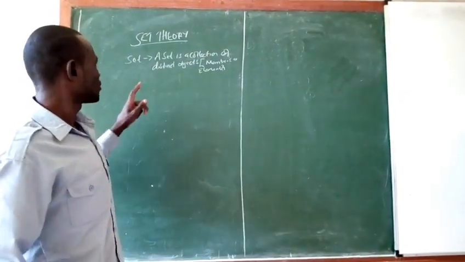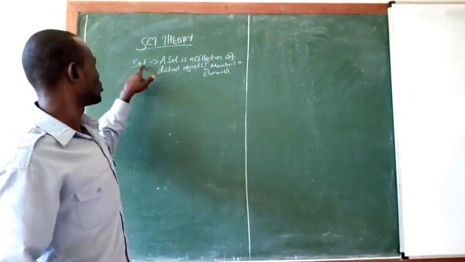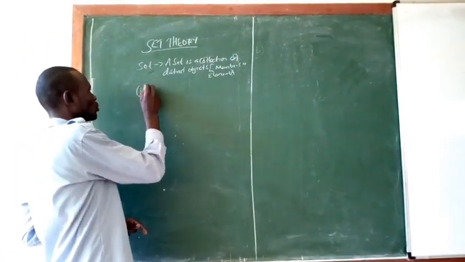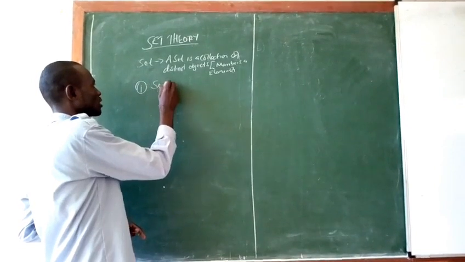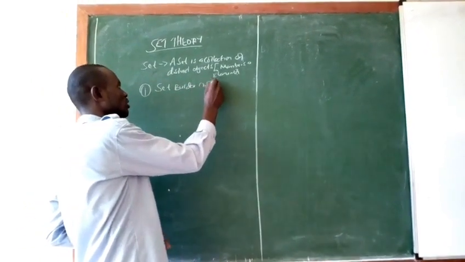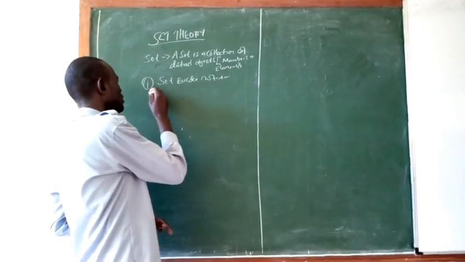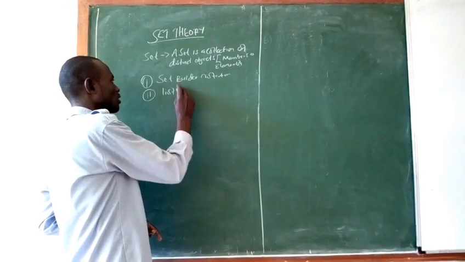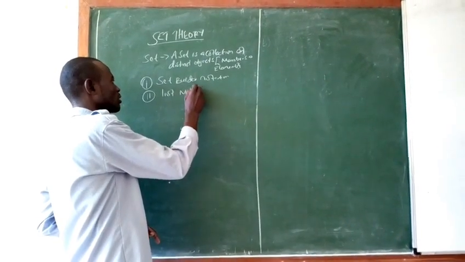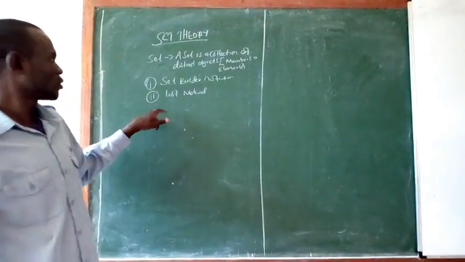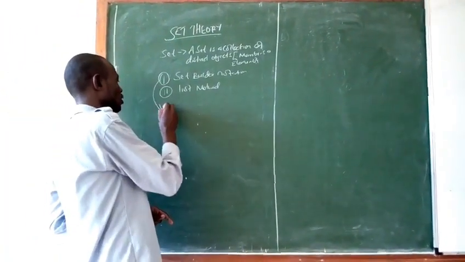So we have two major ways of representing a set. The first way is using the set builder notation. Then the second one, we have the list method of set representation. So the first one, talk about the set builder notation.